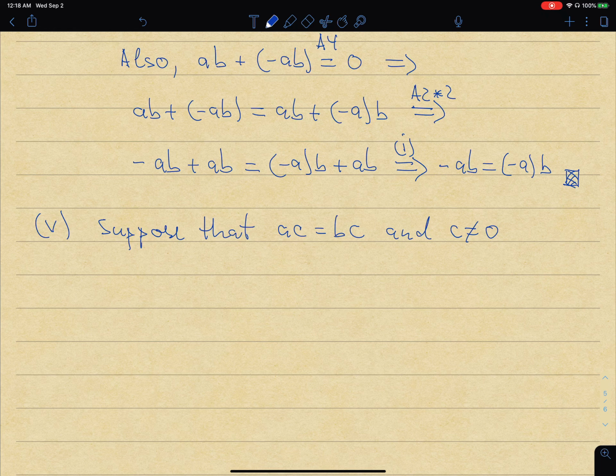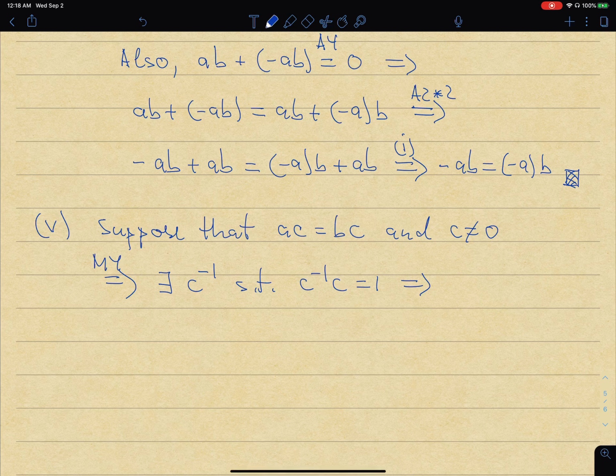So what did we do? We want to prove the first property. So I'm going to look at c not equal to 0. If c is not equal to 0, then from that, by existence of a multiplicative inverse, which is M4, there exists C inverse such that C inverse times C is equal to 1.